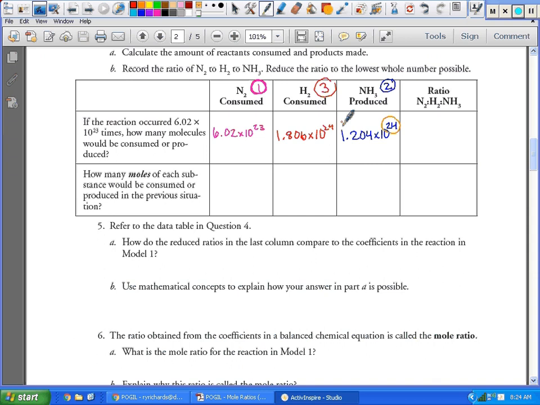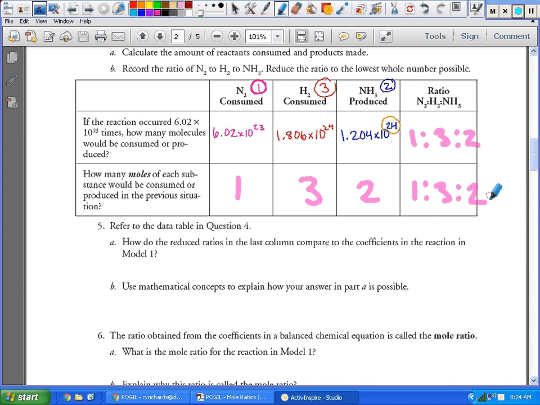But what do you notice again? Even though these numbers are so astronomically huge, what are their ratios still? 1, 3, 2. It does not matter. And where do those numbers come from? The coefficients. Very good. Now, how many moles of each substance will be consumed or produced in the previous situations? And this is when it gets easy, because it's just that number divided by the coefficient. So both of these last columns are still 1, 3, 2. So hopefully you're getting the point that I'm trying to make. No matter how much you start with, where are the mole ratios always going to come from? Coefficients. So is it important that you balance your equation properly?